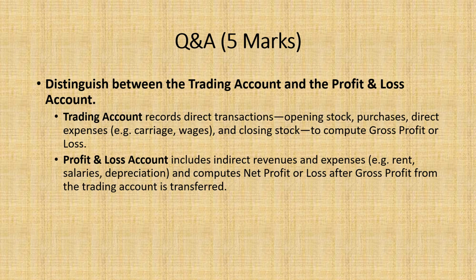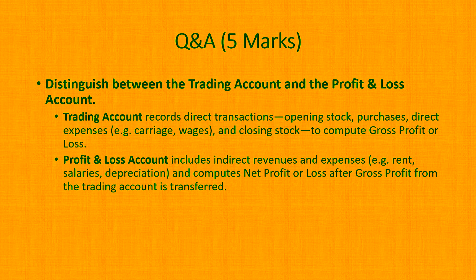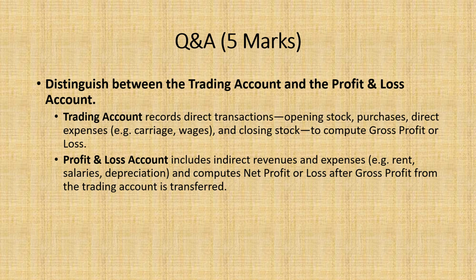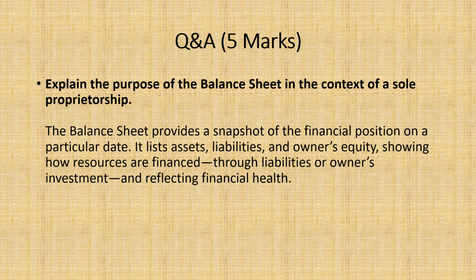Distinguish between the trading account and profit and loss account. Trading account records direct transactions, opening stock, purchases, direct expenses such as carriage and wages, and closing stock to compute gross profit or loss. Profit and loss account includes indirect revenues and expenses, that is rent, salary, depreciation, and computes net profit or loss after gross profit from the trading account is transferred.